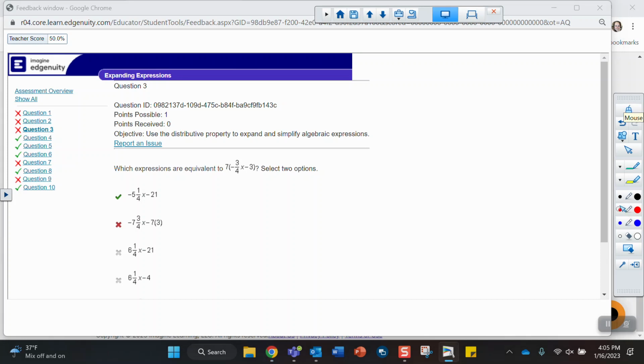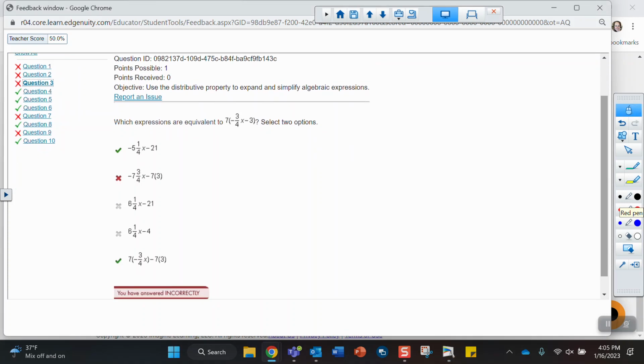Okay, question 3 we did on the earlier test. I think I need to scroll down so we can see it all. Yep, there it is. So what they're showing you here is when you distribute, it's multiplication, so just 7 times the first term minus 7 times the second term. It's not simplified because they didn't multiply, but it is equivalent.